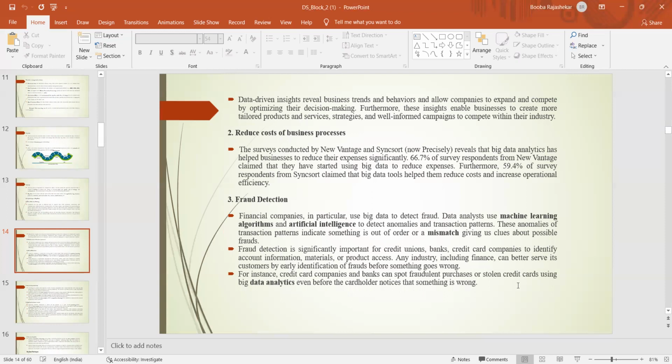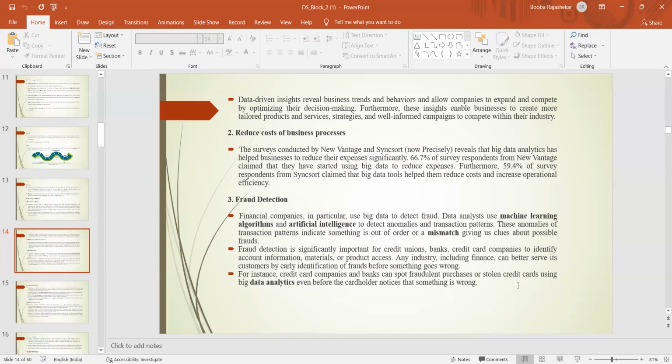Next, 59.4% of survey respondents from Syncsort claimed that big data tools helped them reduce the cost and increase the operational efficiency. So these are some tools to increase efficiency with big data. Next one, fraud detection. The third advantage is fraud detection.